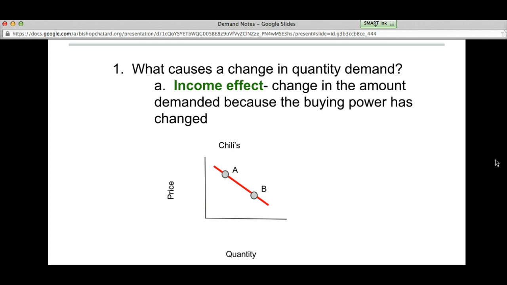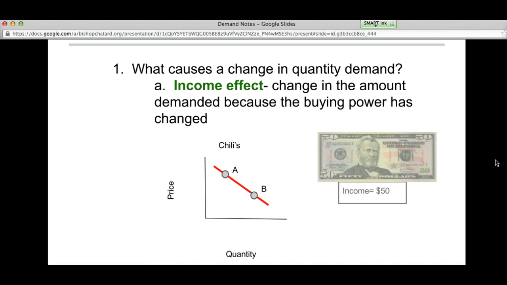Now, the income effect is not saying that has changed. I'm not changing how much money you have. However, I am looking at, as the price changes, what happens to my ability to buy stuff with this. Okay? So, for example, at point A, let's say that the price of Chili's was $40. And let's say, I know that that was not true, but let's say at $40 I had 4 people willing to go to Chili's. Okay? But at point B, I had a price of $20 and I had 10 people willing to go to Chili's.